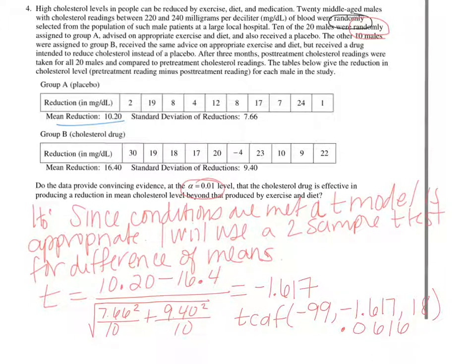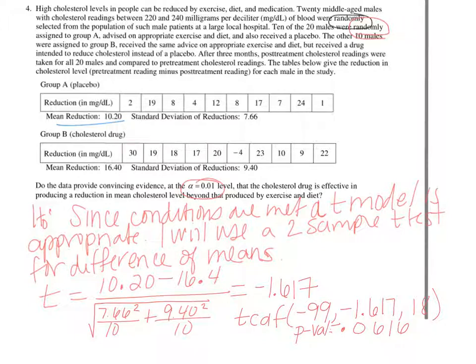Now I did it by hand. It doesn't hurt to go over and just check it real quick with my two-sample t-test. We have the data in list 1 and list 2. I did a less than test. Calculate, and I got the same exact numbers, so that makes me happy. So that means our p-value is 0.0616, which is greater than our alpha.